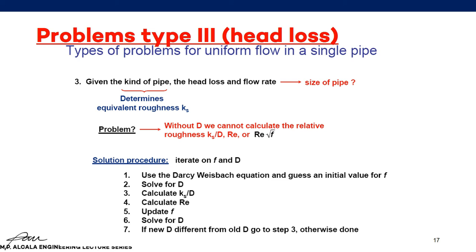We're talking about now problem type 3. So given the kind of pipe, the head loss, and the flow rate, we are to identify the diameter or the size of the pipe. So here are the steps. Use the Darcy-Weisbach equation, solve for the diameter, calculate the roughness, calculate the Reynolds number, update the friction factor, solve for the diameter. If the new diameter is different from the old D, go to another iteration.